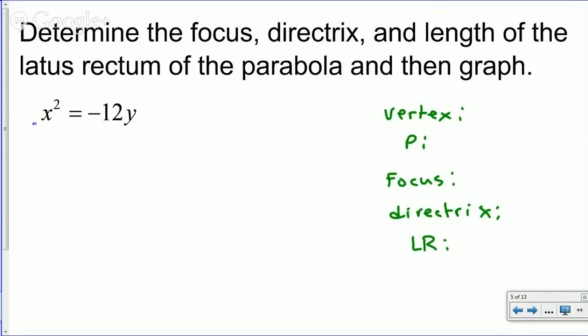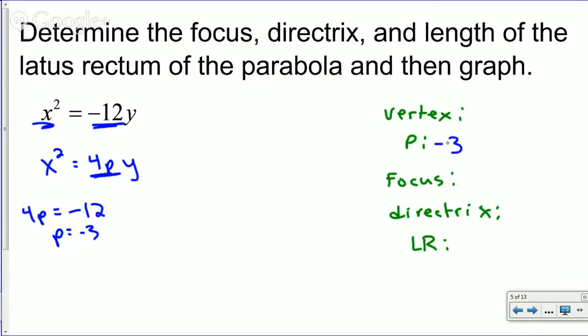Okay, so I've got an x squared here. So that says x squared equals 4py. So negative 12 and 4p have to be the same thing. So negative 12 equals 4p. So p is going to be minus 3. So we'll put a minus 3 over there. Okay, the vertex is at 0, 0. That's all we're really dealing with right now. And you'll see why this equation tells me it's 0, 0.